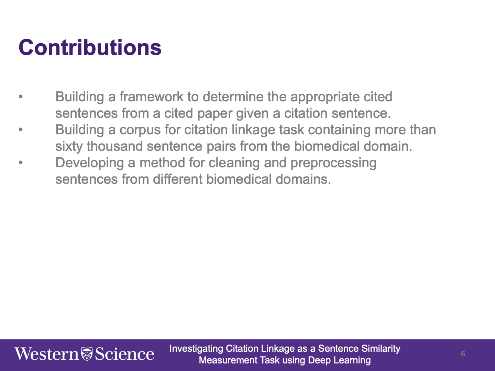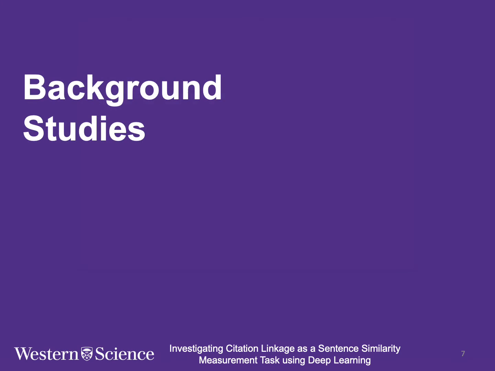So there are three major contributions of our work. First, we built a framework that determines the appropriate cited sentence from a cited paper given a citation sentence. The second thing is that we built a synthetic corpus for citation linkage task with more than 60,000 sentence pairs from 3 different biomedical subdomains. And then we developed a method for cleaning and pre-processing the sentences from different biomedical domains.